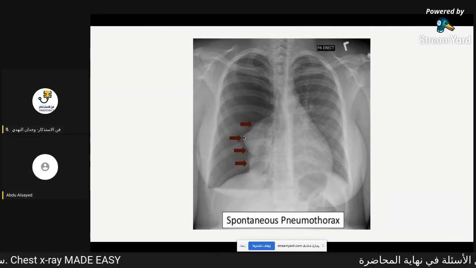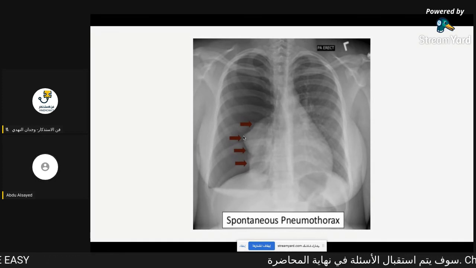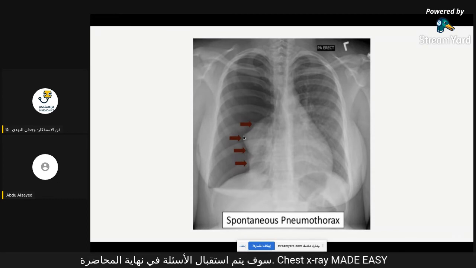Other than this, here is another case. A healthy young female with a sudden onset of right side pleuritic chest pain.